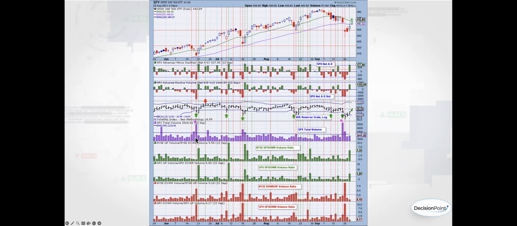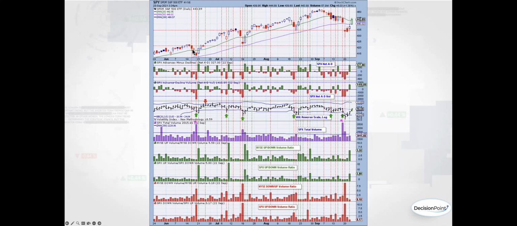You've got the high total volume we have to dismiss because it has the pink asterisks, which means it was on options expiration. So this wasn't a blow-off event. This was options expiration. But also you can see when we come down here, look at the up-down volume, the down-up volume on the NYSE and on the S&P. Super high, really big spikes on that. So this was a very strong climax day.